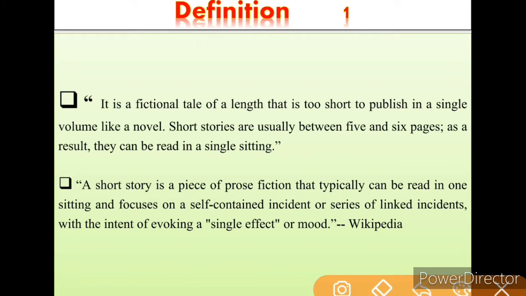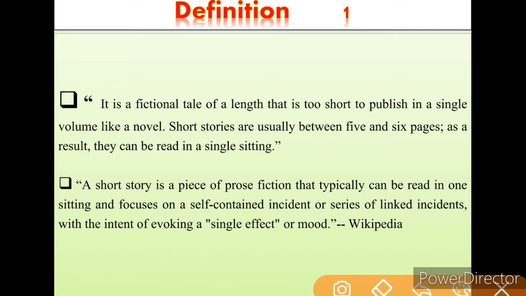Here I have selected two definitions. Among them, one is a general definition and the other one is taken from Wikipedia. So here the first definition, let us see. A short story is a fictional tale of length that is too short to publish in a single volume like a novel. Short stories are usually between 5 and 6 pages. As a result, they can be read in a single sitting.